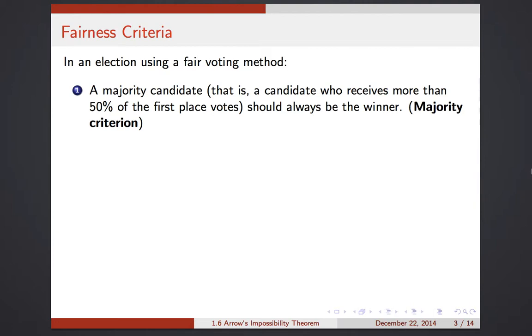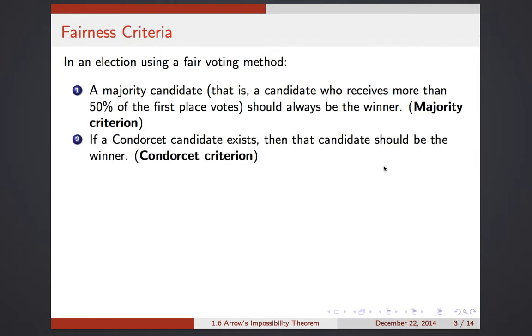And if that is your reaction, then Arrow is agreeing with you. He's saying, yes, part of what it means to be fair is that somebody who gets more than half of the first place votes should win, with no exception. Okay, and that's what his majority criterion is saying. If a voting system is going to be fair, then somebody who gets more than half of the first place votes should win.